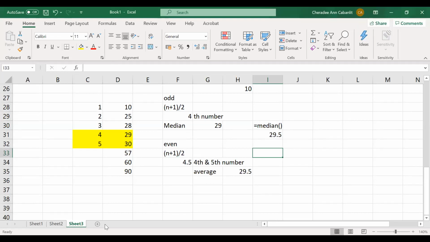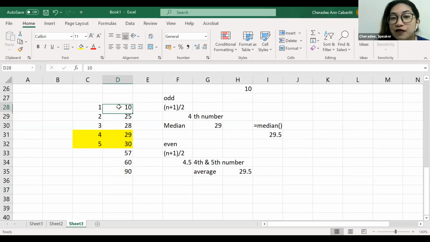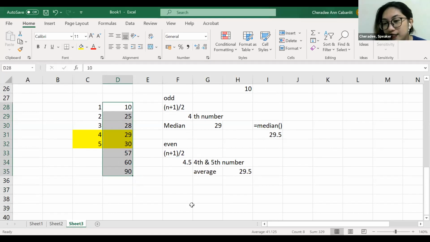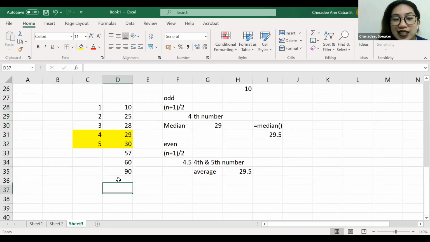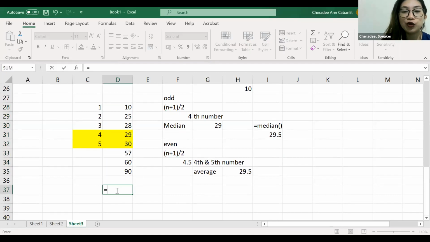No mode. For example, with these values, is there a mode or not? None, right? But there's also a magic for mode. Equals mode, it stays the same.